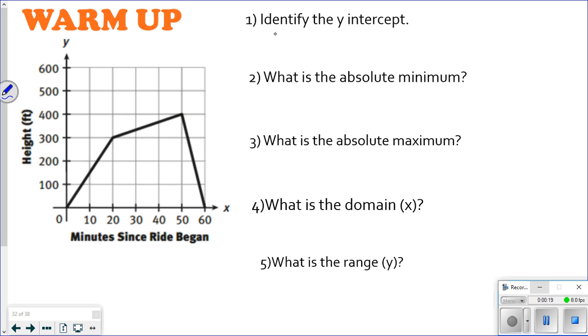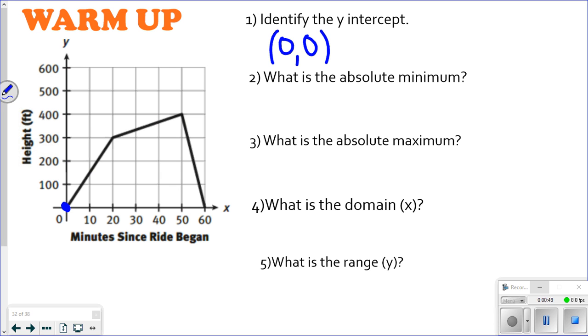I know that the y-intercept is where your line touches or crosses your y-axis. We always write it as an ordered pair. X is always 0, and then whatever my y value is. So here's my y-axis, and I touch right here, and that point would be at (0, 0). So 0 minutes since the ride began, I'm 0 feet above the ground.